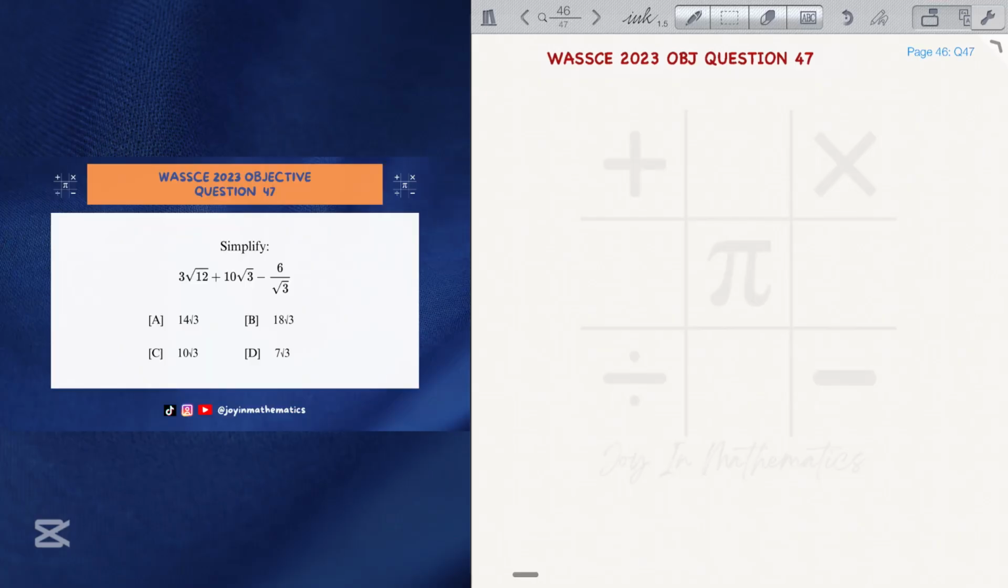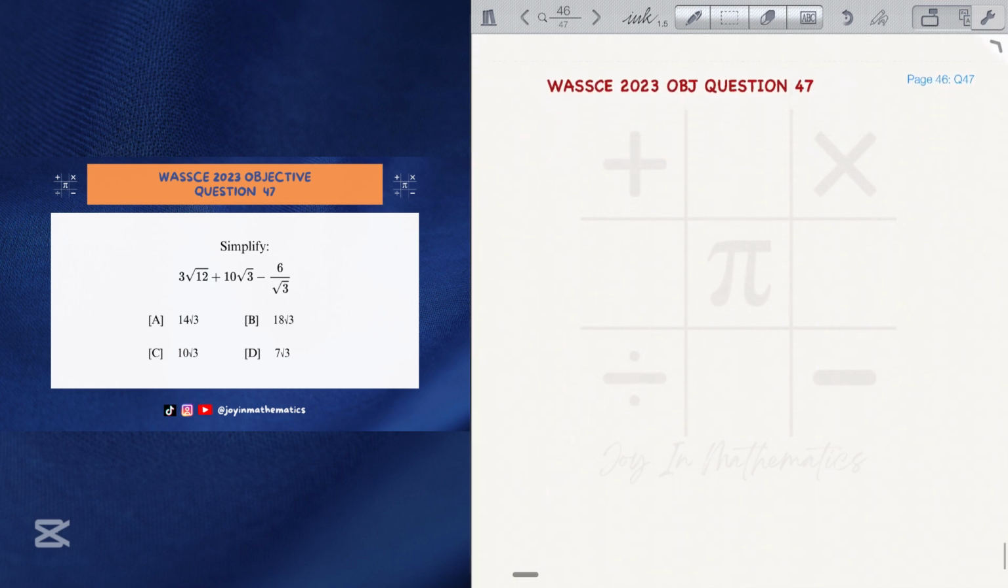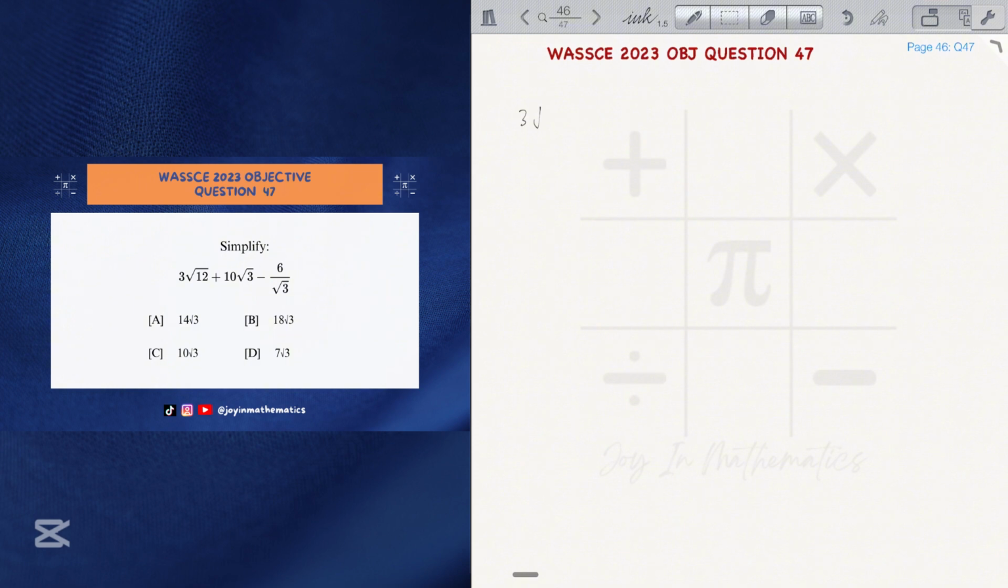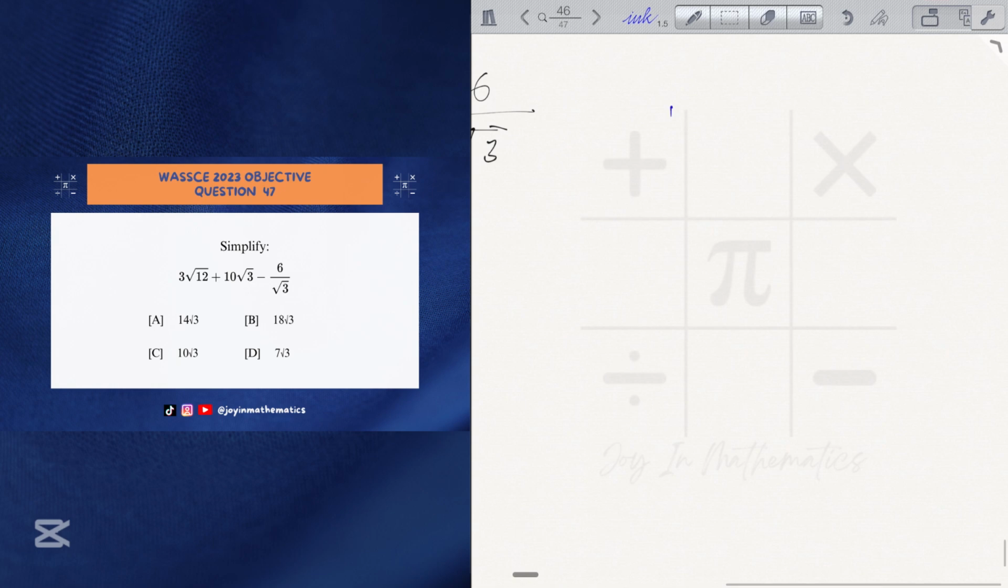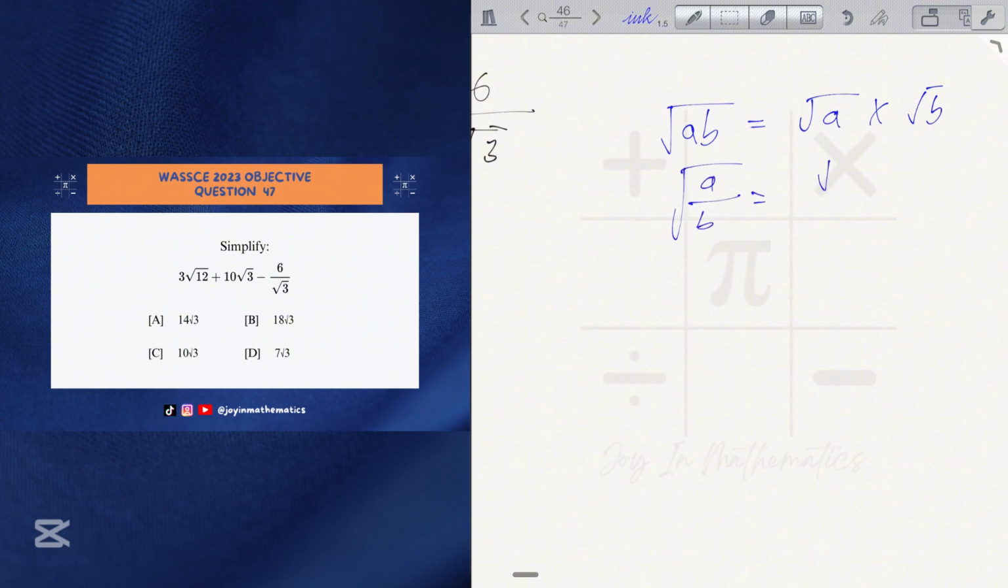Now let's simplify WAEC 2023 objective question 47. We are asked to simplify a question on surds, and here we are given 3 root 12 plus 10 root 3 minus 6 over root 3, and we are asked to simplify this. Now in simplification, we are going to apply the rules of surds, and we have 2 rules of surd that say root AB is equal to root A multiplied by root B, and similarly root A over B is equal to root A divided by root B. So let's begin.